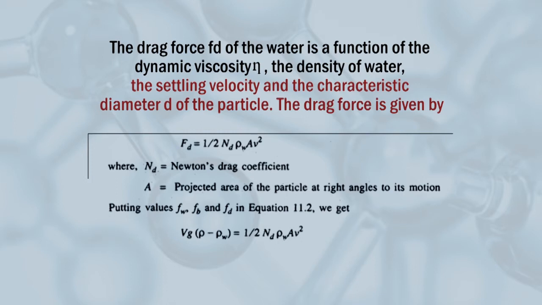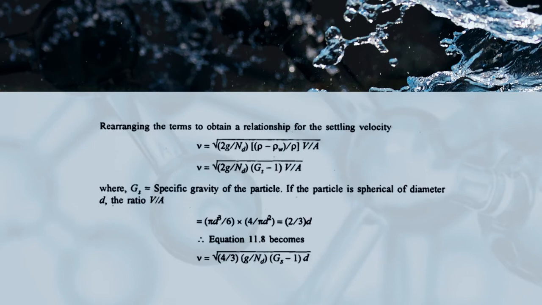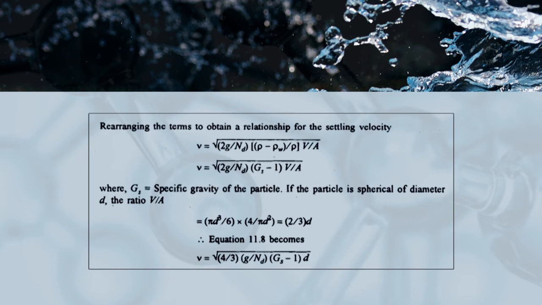Putting values here for the Fw, Fb and Fd, we get V g (rho minus rho w) is equal to 1 by 2 Nd rho w A V square. Rearranging the terms to obtain a relationship for the settling velocity, V is equal to under root of 2g divided by Nd multiplied by (Gs minus 1) into V divided by A. Here Gs is equal to the specific gravity of the particle.